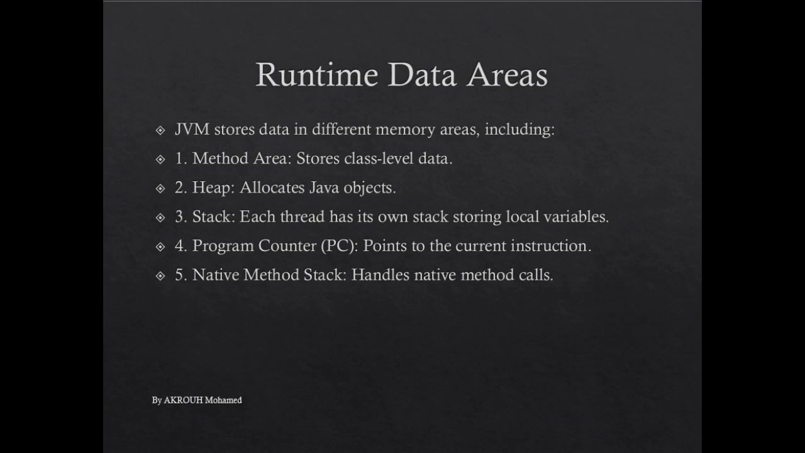Now let's move on to the runtime data areas, the regions in memory where the JVM stores data like variables, objects, and methods. These data areas include the method area, where class-level data such as fields, methods, and the constant pool are stored; the heap, where Java objects and instance variables are allocated at runtime; the stack, which is private to each thread and stores frames, containing local variables and references; the program counter, which points to the current instruction being executed; and the native method stack, used for native method calls, typically written in C or C++.